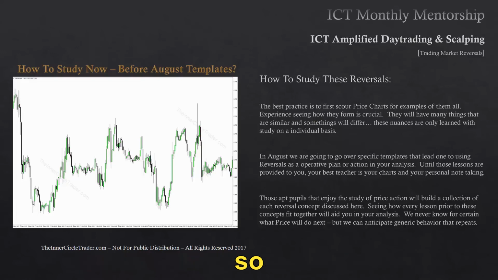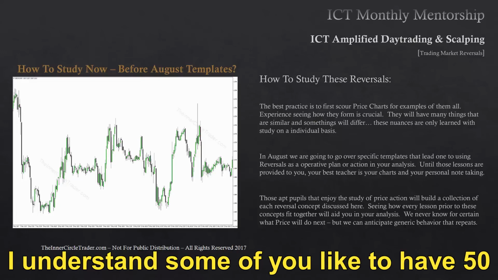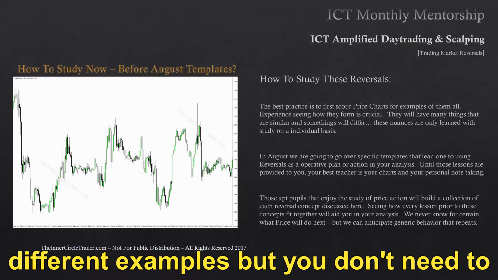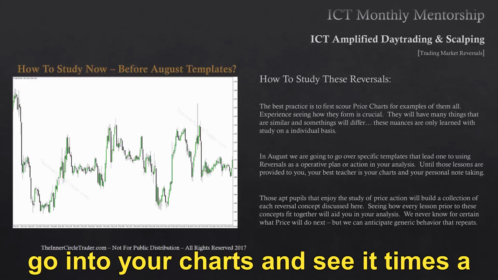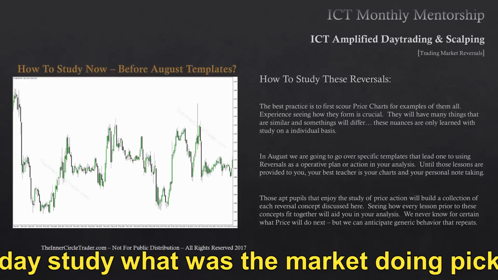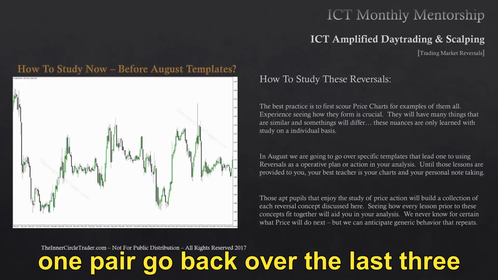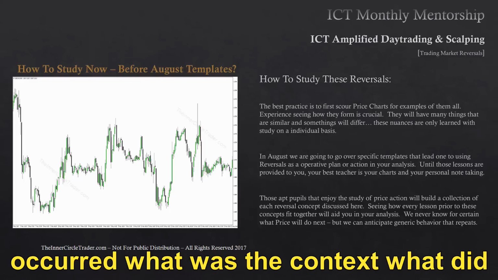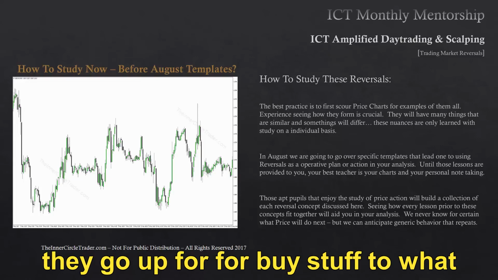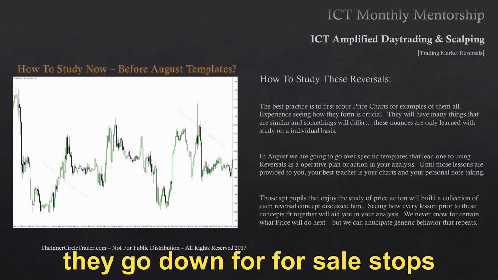So I understand some of you like to have 50 different examples, but you don't need to have 50 different examples. You just need to know what the concept is. Go into your charts and see it. Times of day study, what was the market doing? Pick one pair, go back over the last 3 months and outline where the reversals occurred. What was the context? What did they go up for, buy stops? What did they go down for, sell stops?